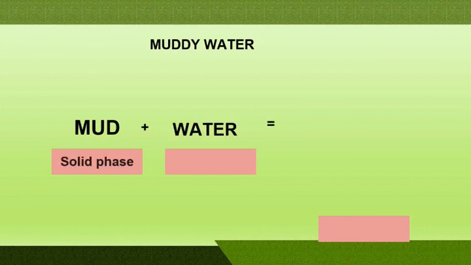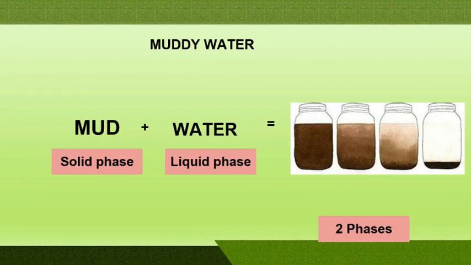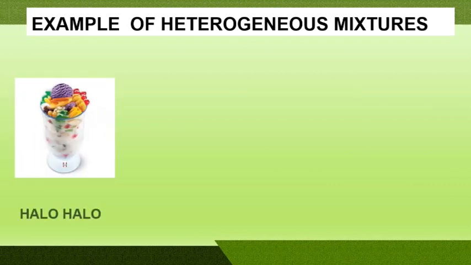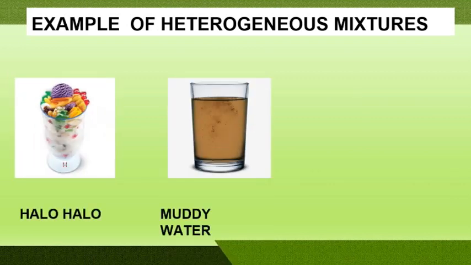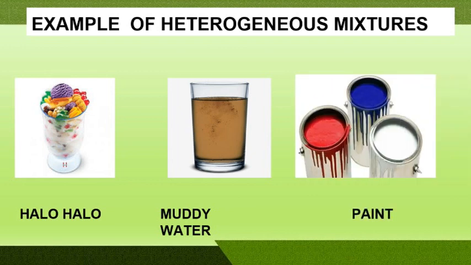Another example of heterogeneous mixture is the muddy water in a glass. When you add mud into the water, the mud will not completely dissolve in the water, but it is suspended at the bottom of the container. Mud is a solid and water is a liquid, and the product has two phases visible to the naked eye. Hence, it is a heterogeneous mixture. Examples of heterogeneous mixtures are halo-halo, muddy water, and paint.